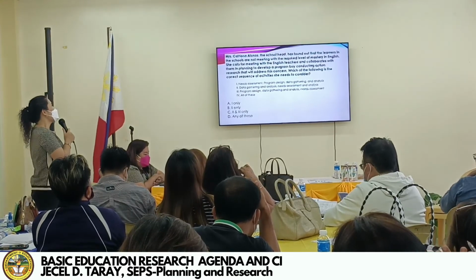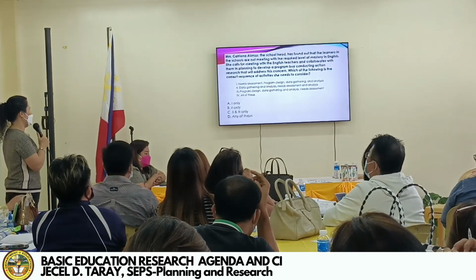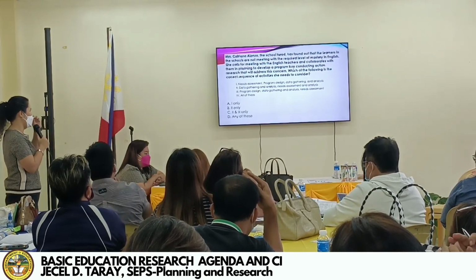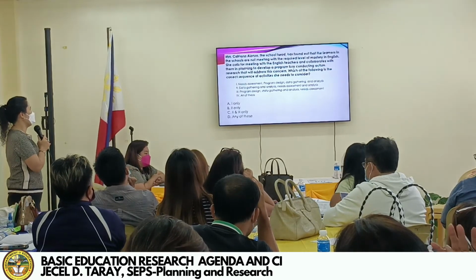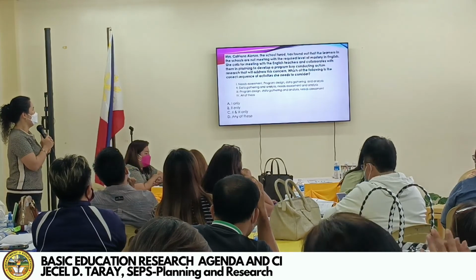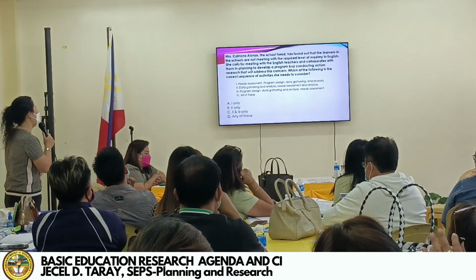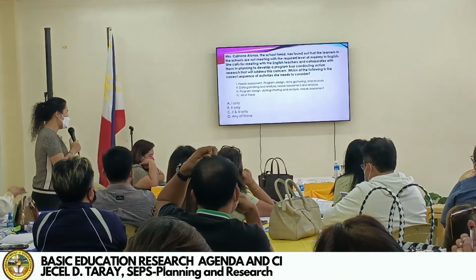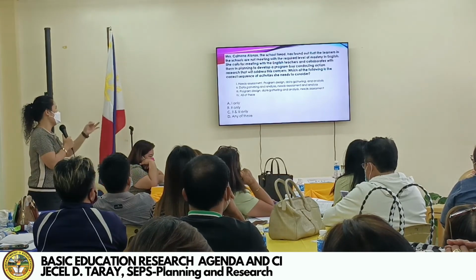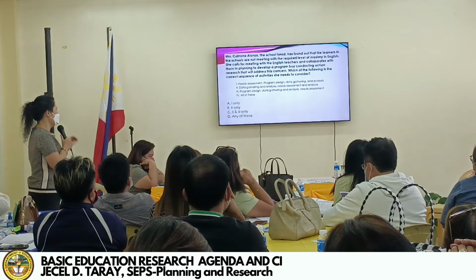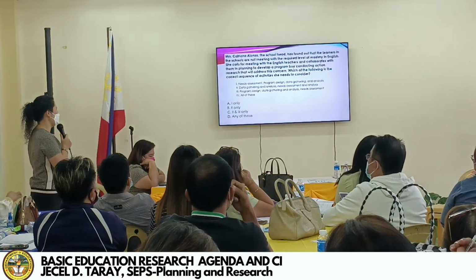Mrs. Catriona Alonso, the school head, has found out that the learners in the school are not meeting the required level of mastery in English. She meets with the English teachers and collaborates with them in planning to develop a program by conducting action research that will address this concern. Which of the following is the correct sequence of activities she needs to consider? Number 1: needs assessment, program design, data gathering, and analysis. Number 2: data gathering, analysis, needs assessment, analysis. Number 3: program design, data gathering, analysis, needs assessment. All of these.